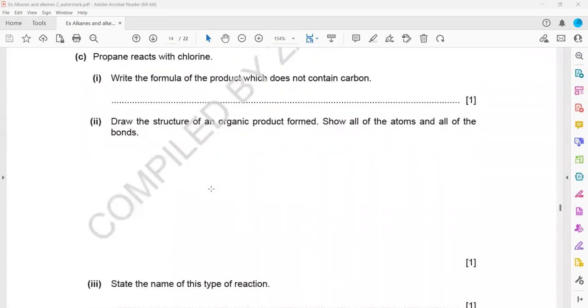Next question, propane reacts with chlorine. Write a formula for a product which does not contain carbon atoms. HCl. Here you need a formula, so you should write HCl. Don't write hydrogen chloride. In the previous question they asked to write the name of a compound which does not contain carbon. Here they ask to write a formula, so you should write HCl.